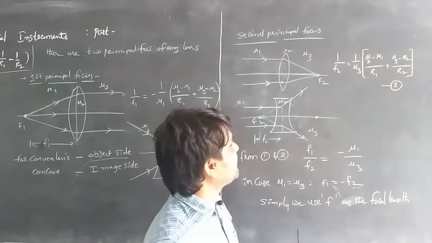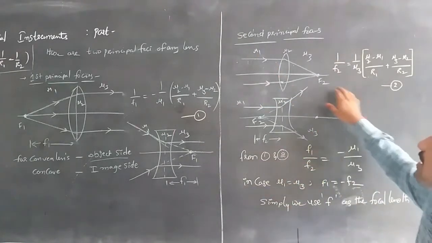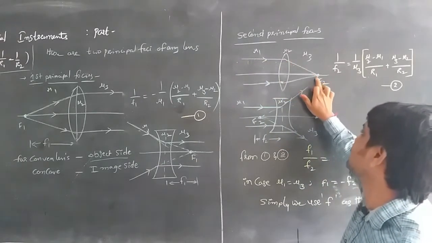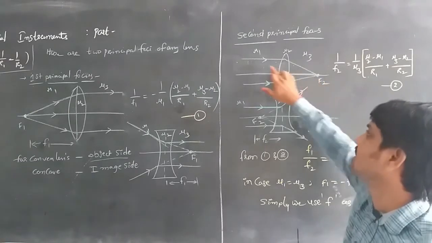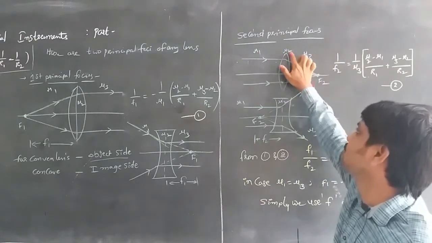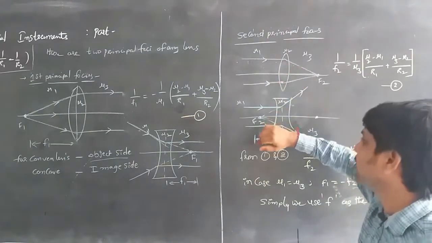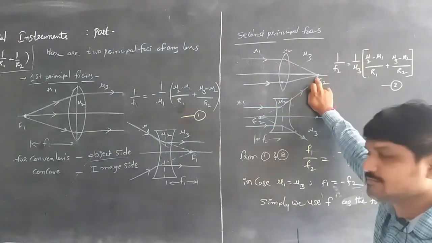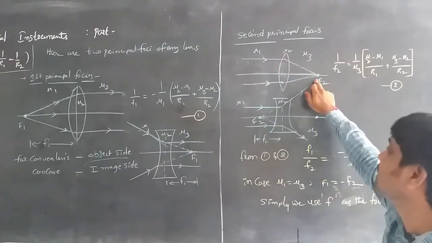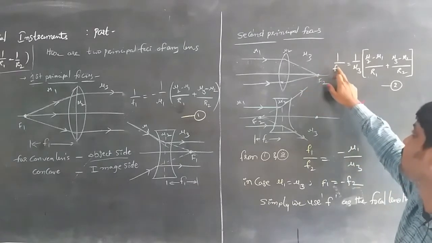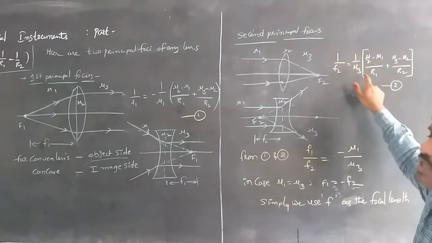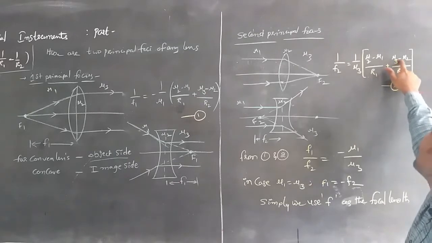Now for the second principal focus, the light comes from infinite distance and is incident on the lens, and it converges into the third medium. There are three different mediums, with refractive indexes mu1, mu2 and mu3. mu2 is the refractive index of the lens. When light comes from infinity, the image is formed at a focus, that is the second principal focus. Then the focal length of the second principal focus: 1 by f2 is equal to 1 by mu3 into mu2 minus mu1 by r1 plus mu3 minus mu2 by r2.